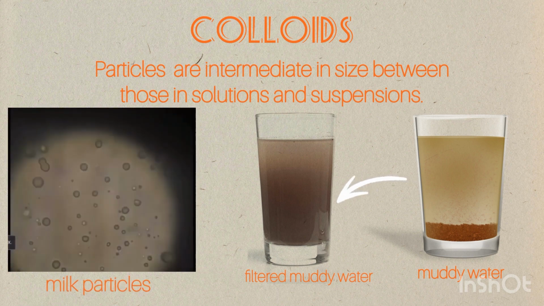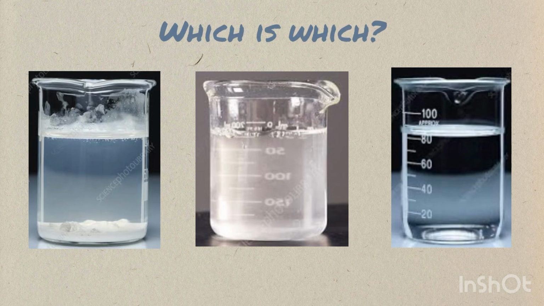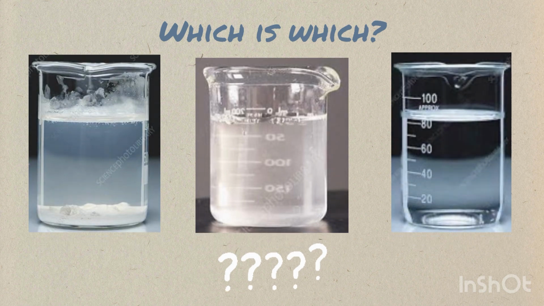Another example of a colloid is milk. As you see in the clip, the particles have an irregular shape and they are in a non-uniform distribution. Now, if you have the three types of mixtures in three beakers, how could you know which is a solution, which is a colloid, and which is a suspension? Well, it's easy to know the suspension since its particles settle down, and we can't rely on our eyes to distinguish between a solution and a colloid. That's why the Tyndall effect exists.